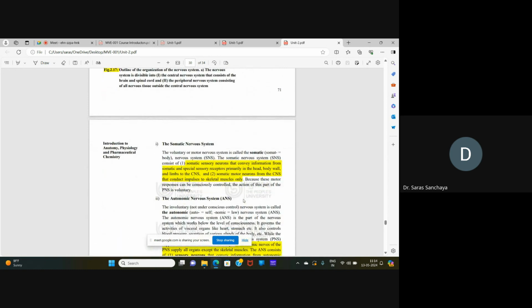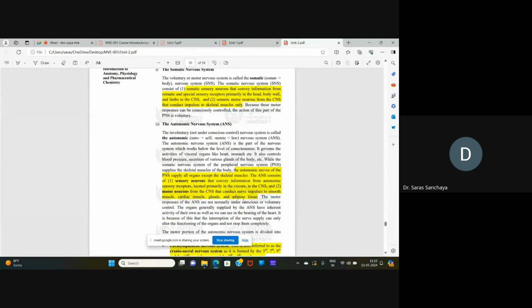The somatic nervous system. The voluntary or motor nervous system is called the somatic nervous system. The somatic nervous system consists of somatic sensory neurons that convey information from somatic and special sensory receptors, primarily in the head, body wall, and limbs, to the CNS, and somatic motor neurons from the CNS that conduct impulses to the skeletal muscles only.